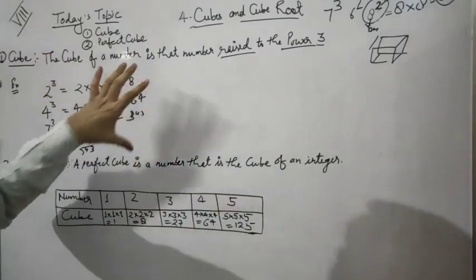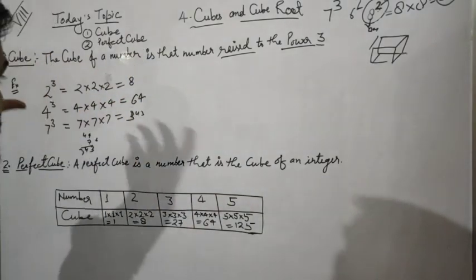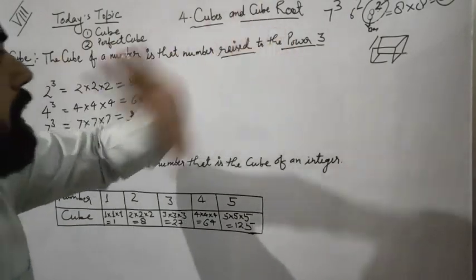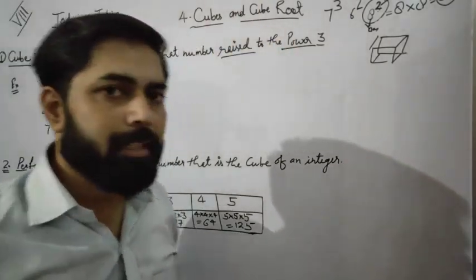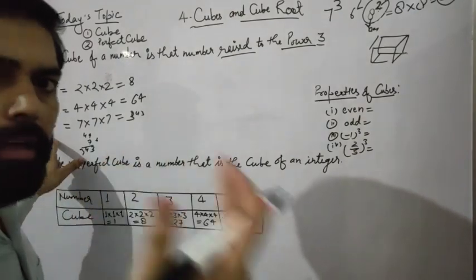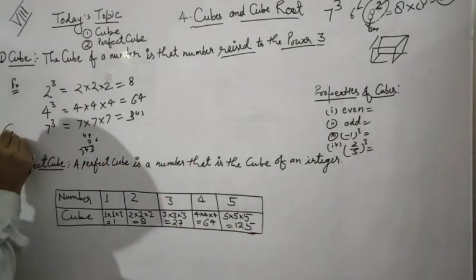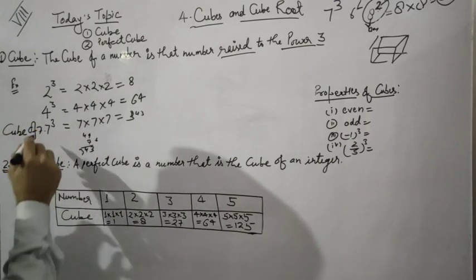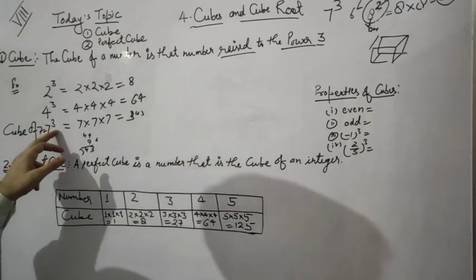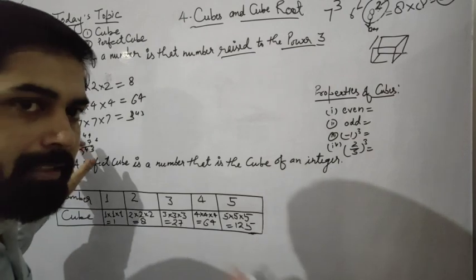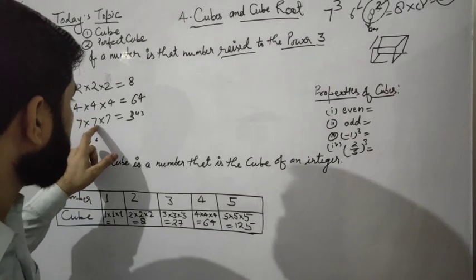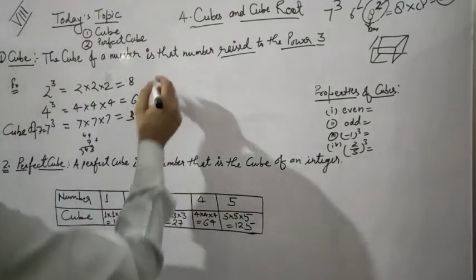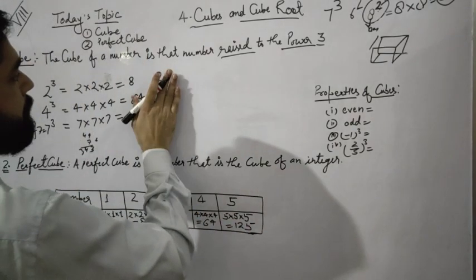So you can call the cube of a number that number raised to the power 3. The cube of 7, how can we write that? We write 7 raised to the power 3, which means 7 multiplied 3 times, and then we get 343. And you can also say the cube of 2.